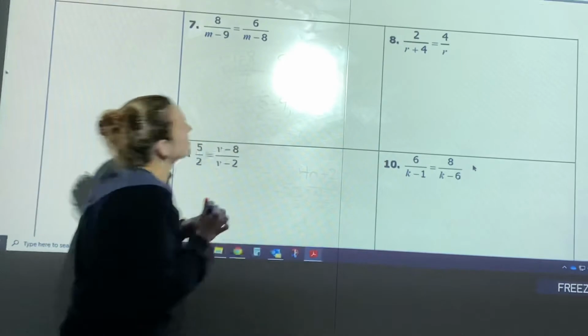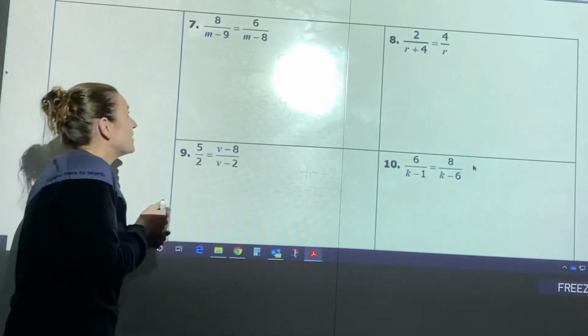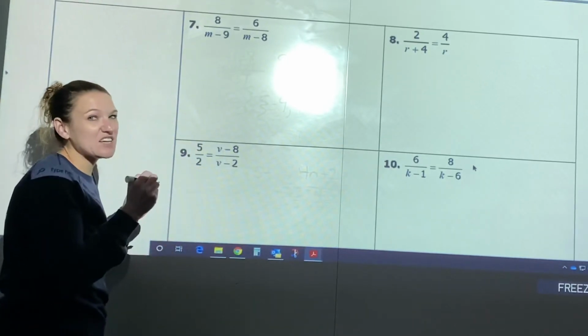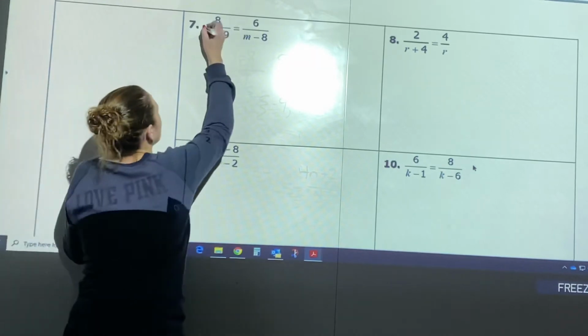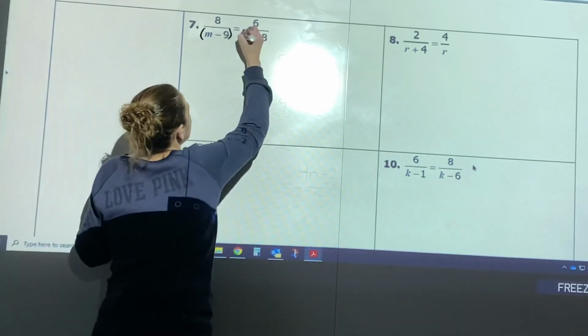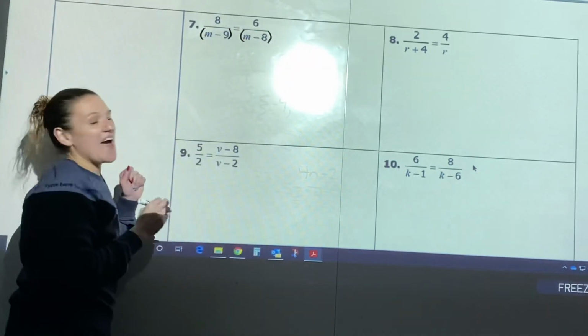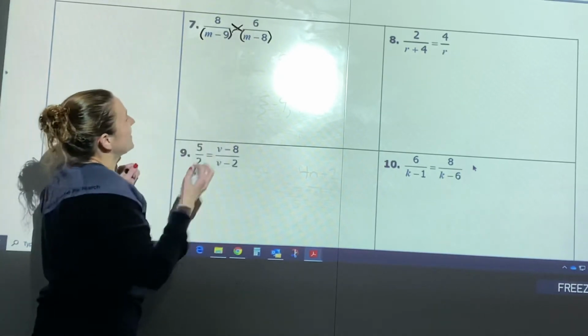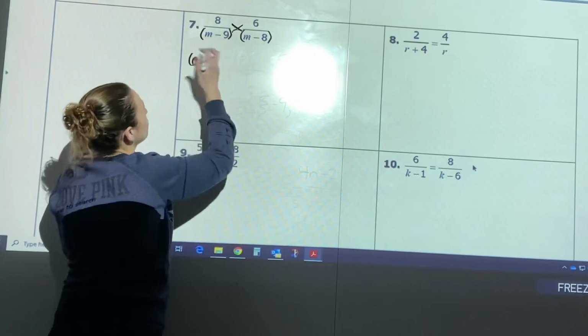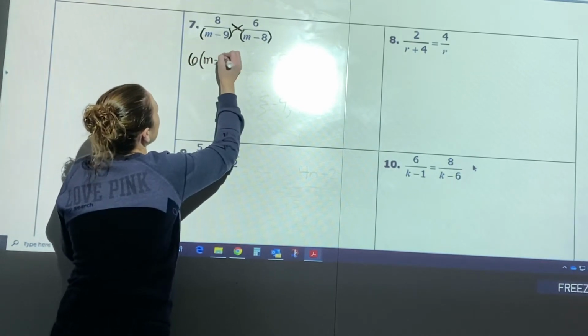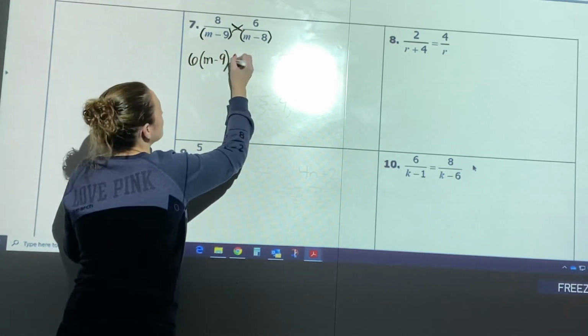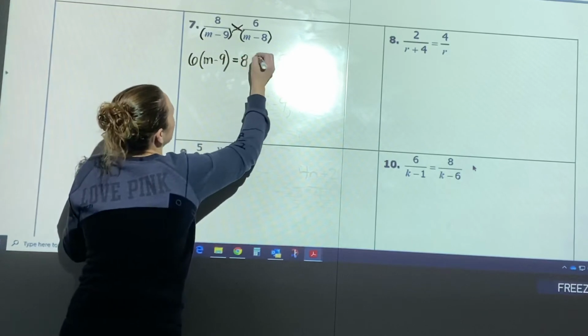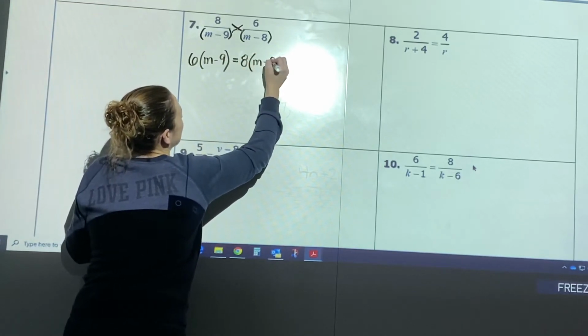We're looking at number 7, and the first step, of course, is to put my parentheses around anything more than one term. So here's those set of parentheses and those set of parentheses. I know I have to cross multiply. I'm gonna show that right here. So we'll have 6 times the whole quantity, m minus 9, equals 8 times the quantity, m minus 8.